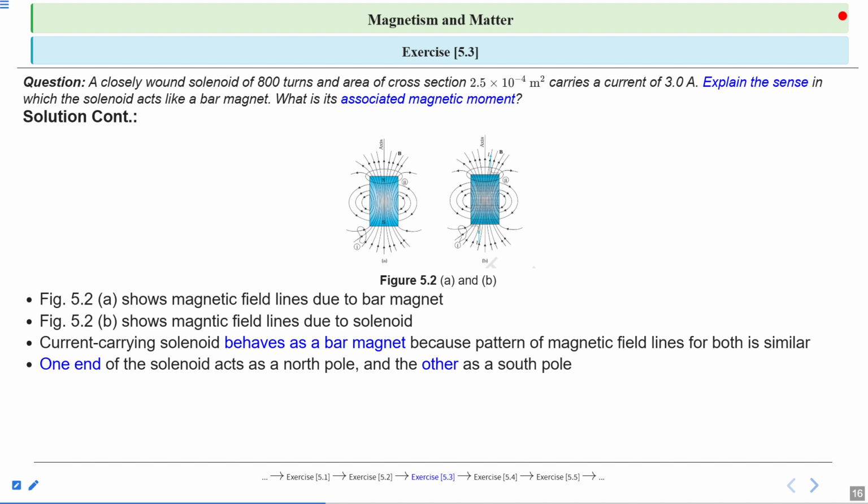You can see the end of the coil from a side. From that end, you are seeing one end of the solenoid. If at the end of the solenoid the current is in clockwise direction, then it is south pole. If current is in anti-clockwise direction, then it is north pole. We can determine the poles also by using the direction of magnetic field at that end using the right hand thumb rule.